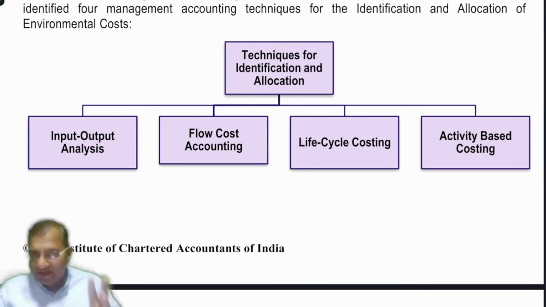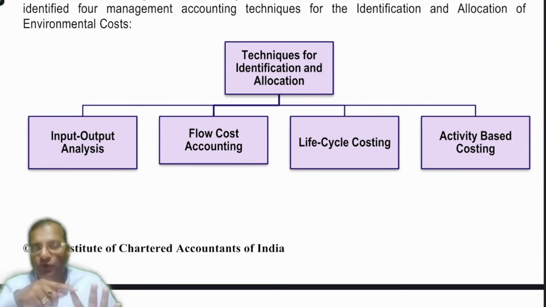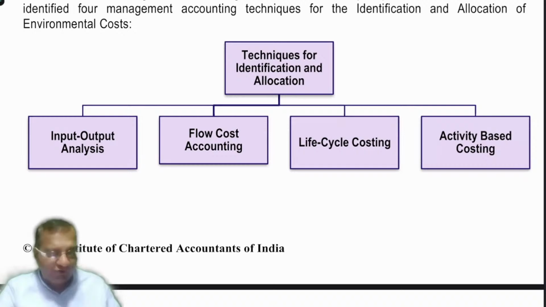So there are total 3 stages. Stage 1, identification of environmental cost. Stage 2, allocation of environmental cost to the cost center and cost end. And third one is the control of environmental cost. So the first 2 stages are combined, and for that they are having 4 methods: input output analysis, flow cost accounting, life cycle costing, and activity based costing. And the most simple method is इनपुट आउटपुट एनालिसिस.